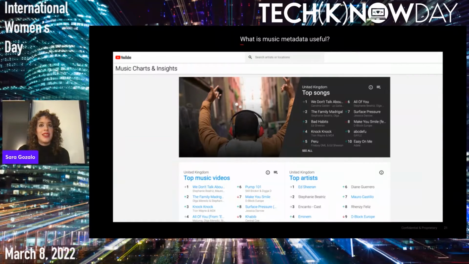So what I'm trying to say here is having the right metadata might influence many things on the releases of the artist. So it's important that we have it correctly ingested.